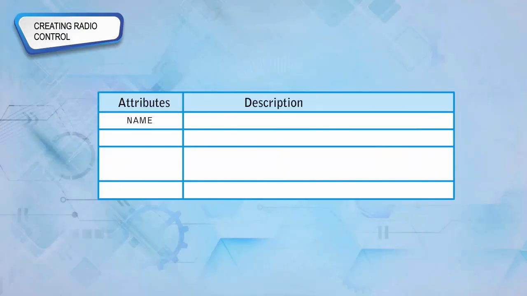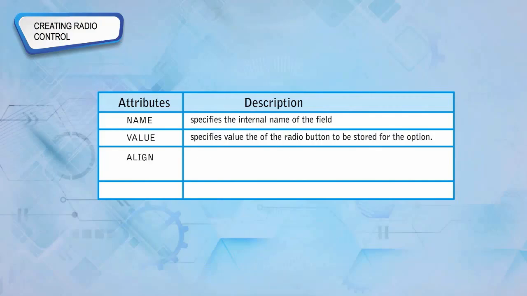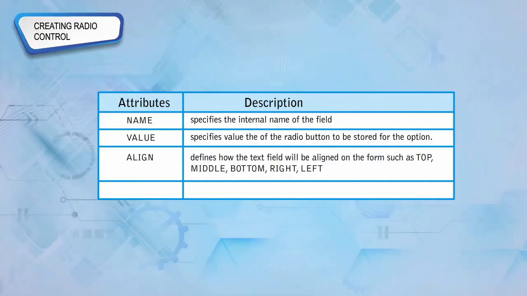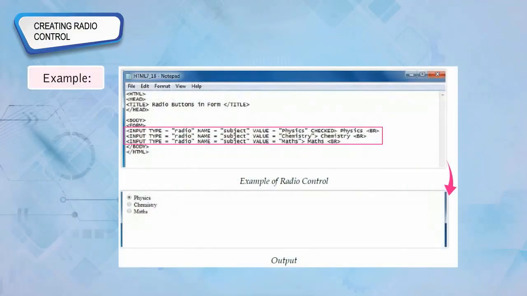Attributes and description. Name specifies the internal name of the field. Value specifies value of the radio button to be stored for the option. Align defines how the text field will be aligned on the forms such as top, middle, bottom, right, left. Checked makes a radio button pre-selected. Example.